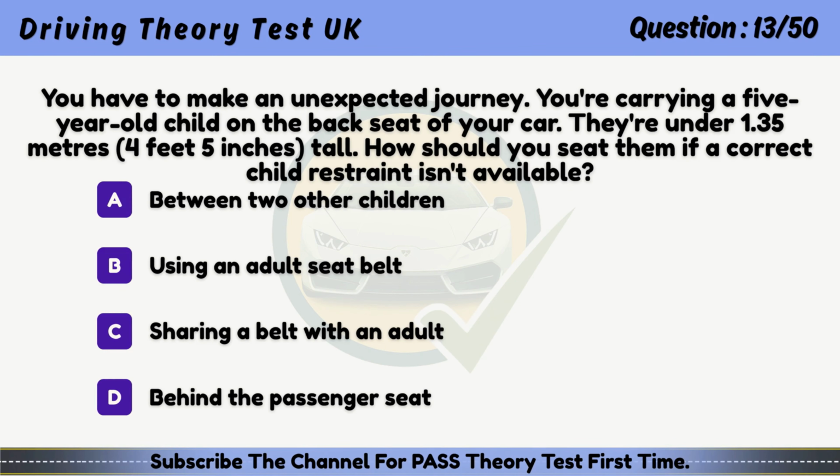Question 13. You have to make an unexpected journey. You're carrying a 5-year-old child on the back seat of your car. They're under 1.35 meters tall. How should you seat them if a correct child restraint isn't available? Option A. Between 2 other children. B. Using an adult seat belt. C. Sharing a belt with an adult. D. Behind the passenger seat.